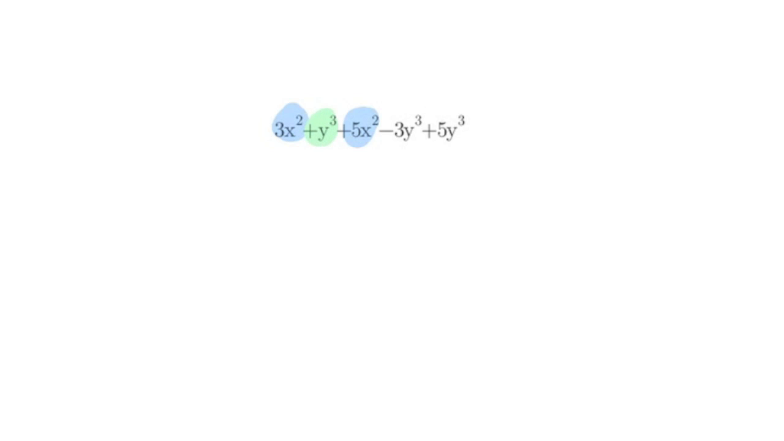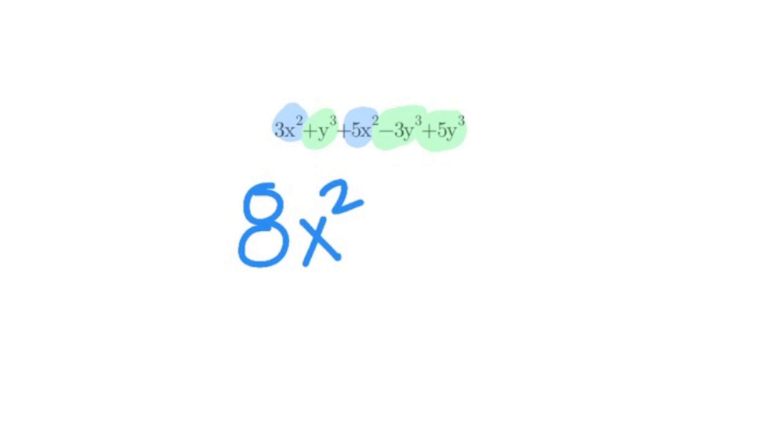I have a y to the third. My next term is a negative 3y to the third. So that is alike because the variables are the same and the exponents. And then my last term was a 5y to the third. So that's also alike. So I have two sets of like terms. So for what's in blue, I have 3x squared plus 5x squared. Those are like terms. So I'm just going to add those together and get an 8x squared.